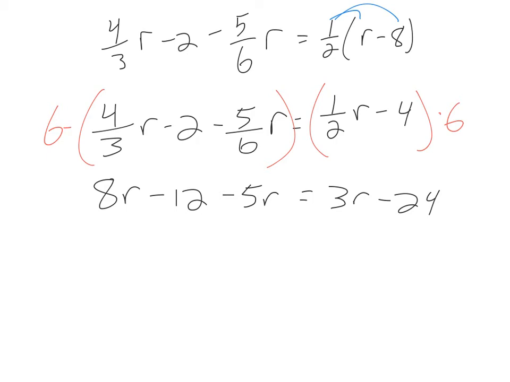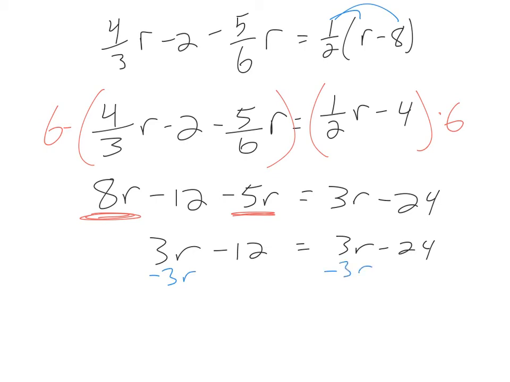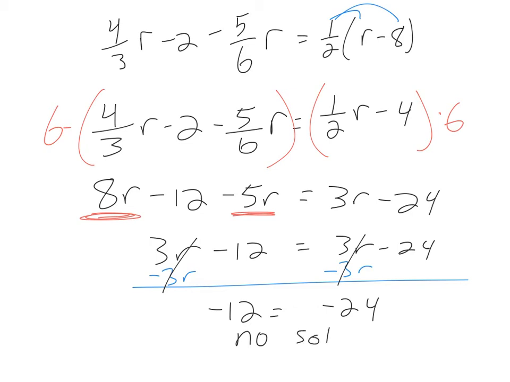Okay, so now on the same side of the equal sign on the left, I'm just going to collect my like terms. 8r minus 5r is 3r minus 12 equals 3r minus 24. I want to move my r's on the opposite sides of the equal sign, so now I'm going to have to subtract to combine them or to collect them. These cancel, you're left with -12 equals -24. Remember, if you have two things that are not equal to each other, that is no solution.